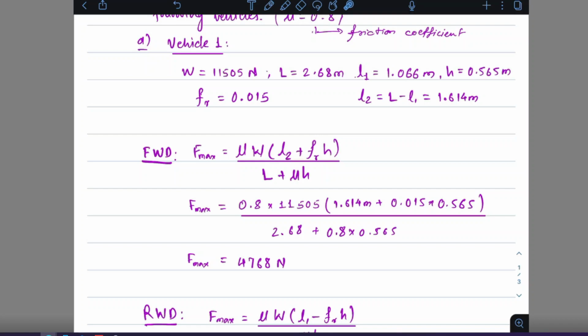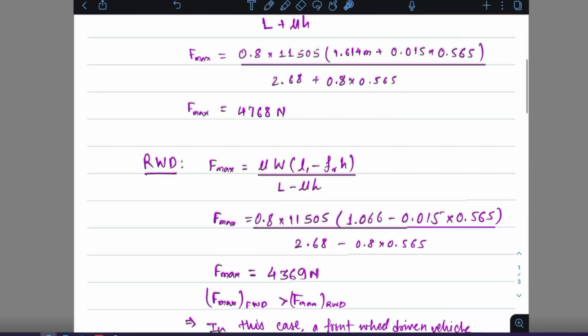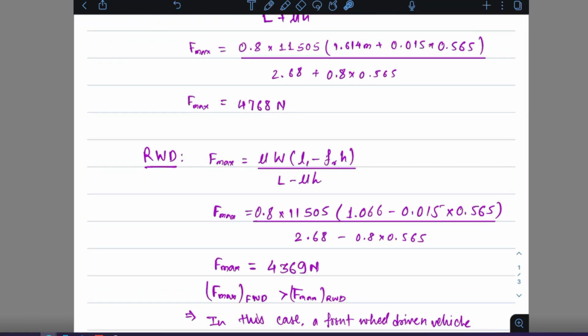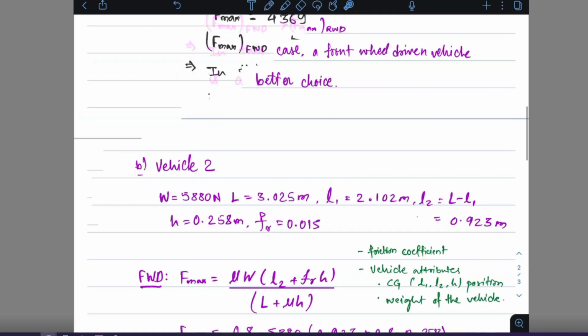Looking at the maximum tractive force F max, which is calculated this way, we calculated it for front wheel drive and rear wheel drive using the same vehicle parameters. For the first vehicle, we concluded that the maximum longitudinal tractive force for a front wheel driven vehicle is higher than that of a rear wheel driven vehicle. So in this case, a front wheel driven vehicle is a better choice.